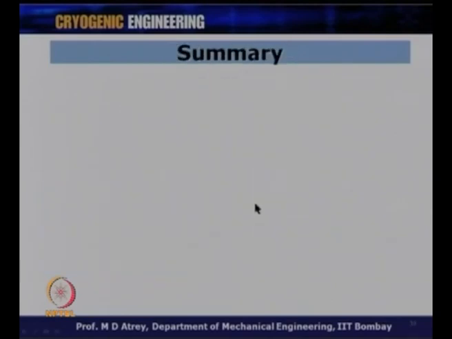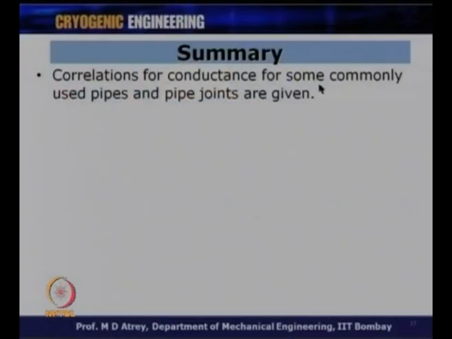With this, we have a summary of the lecture. Correlations for conductance for some commonly used pipes and pipe joints are given. So, we have a short pipe, a long pipe, an elbow, and we know the conductance expressions for these. If you want to know more such expressions, you will have to refer to some vacuum books, where you can get intricately shaped T points and things like that, where you can calculate the conductance for such joints and pipes also.